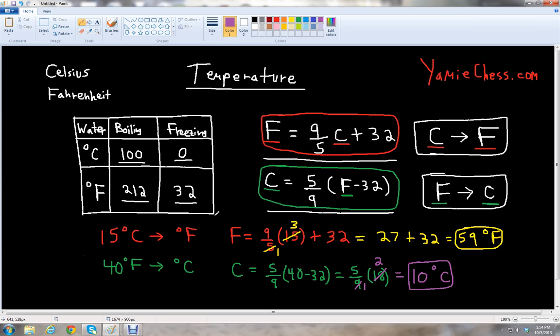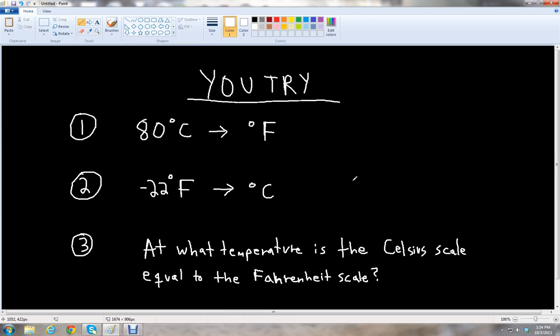So now that we did a couple examples, it is time for you to try a couple problems, actually 3 problems, on your own. The first problem asks you to convert from 80 degrees Celsius to degrees Fahrenheit. The second problem asks you to convert from negative 22 degrees Fahrenheit to degrees Celsius. Just make sure to watch for your negative signs when you evaluate using the second equation. And the third problem asks, at what temperature is the Celsius scale equal to the Fahrenheit scale? This one requires a little bit of algebra solving.